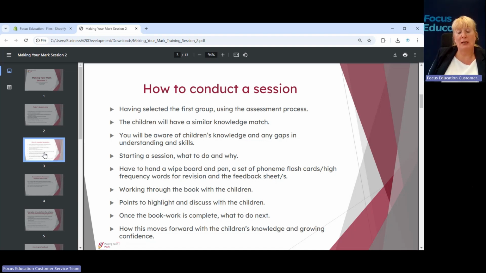I then might ask the children if they would like to draw a picture. I start with 1 or 2 sentences when I start books 1, 2, 3, but I build up.